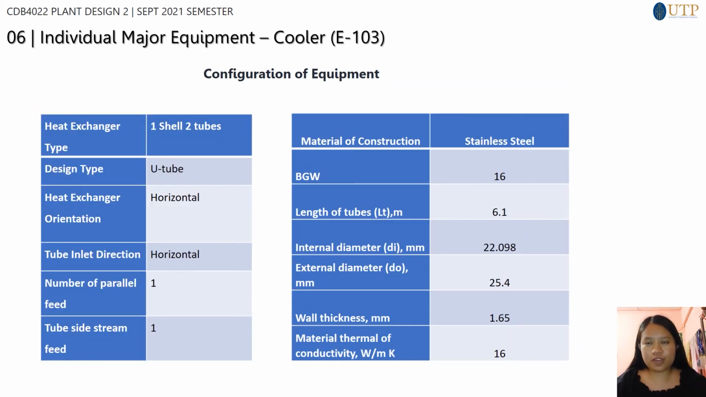These are the configurations of cooler E103. The design type of this heat exchanger is U-tube. The orientation is horizontal. The number of parallel feet and tube side feet is 1.